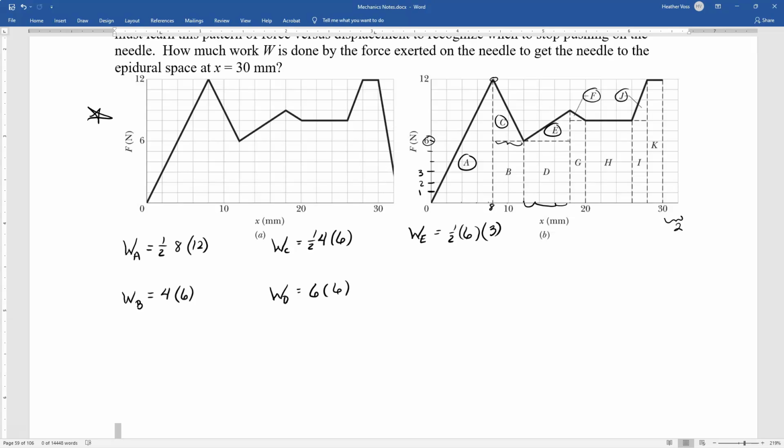So be alert. Okay, the work done by force F, that little region here for F, is going to be 1/2 base times height. So I've got 1/2. My base is 2 units across.